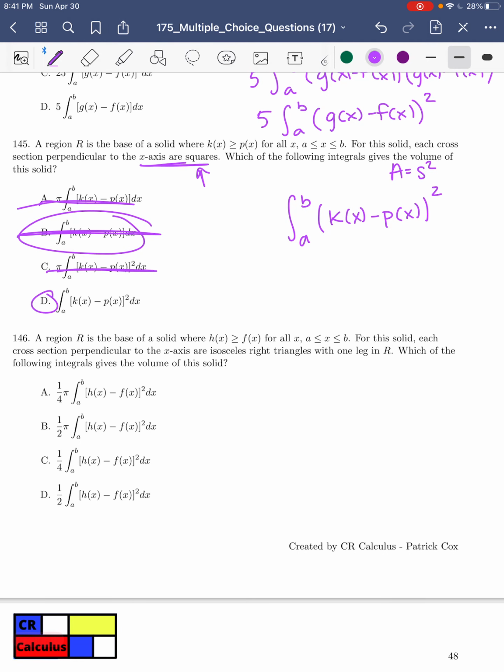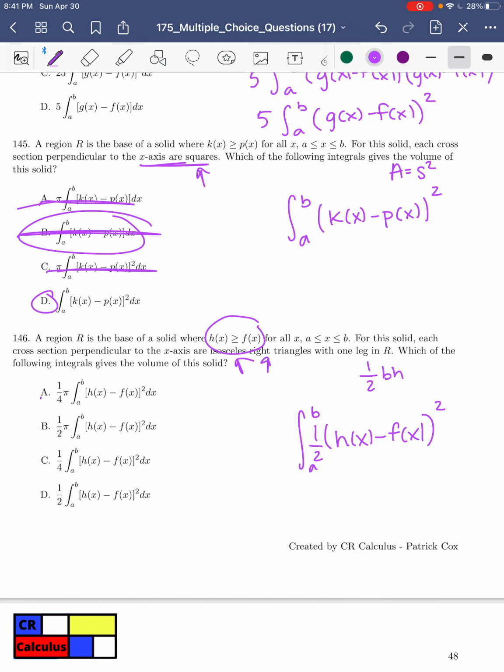All right, triangles, we know it's 1/2 base times height. So I set up my integral from A to B. My base is going to be, again, h of x is greater than f of x, so h of x minus f of x. And since it's an isosceles, both sides are going to be the same. So that's going to be squared. And I just multiply it by 1/2.